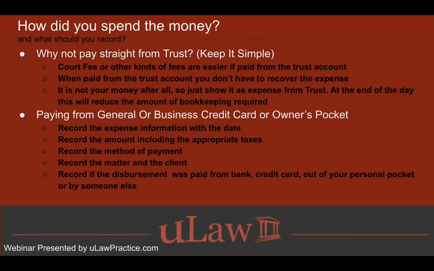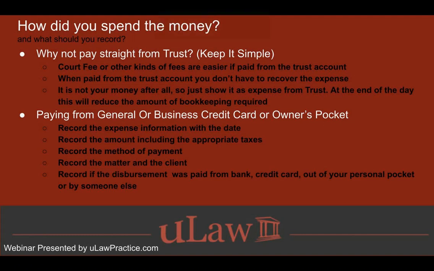You want to have court fees and other fees paid directly from the trust account, which does not involve any profit margin. When paid from the trust account, it's actually a plus point. It's an advantage where you do not have to recover any expense, because you are using the money that is sitting in the trust to make this particular expense or disbursement. It is not your money after all. So, you just have to show it as an expense from trust.